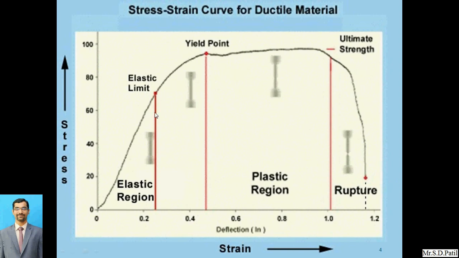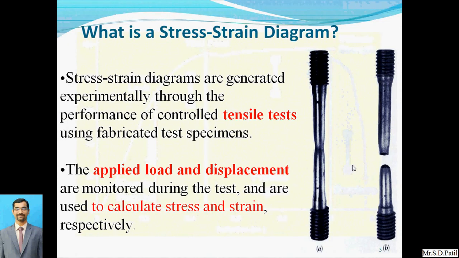This zone is called the elastic region, where even if we remove the load from the material, the material will regain its original size and shape. After the elastic region there is a yield point. The whole zone after it is known as the plastic region. In this case the material cannot regain its original size and shape, and finally the material breaks.